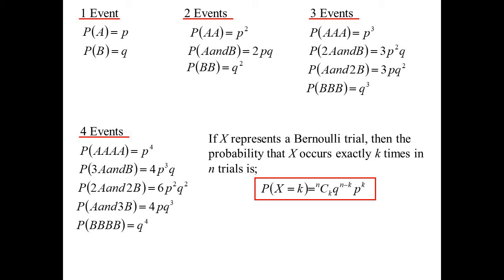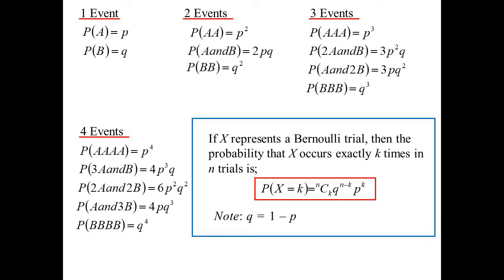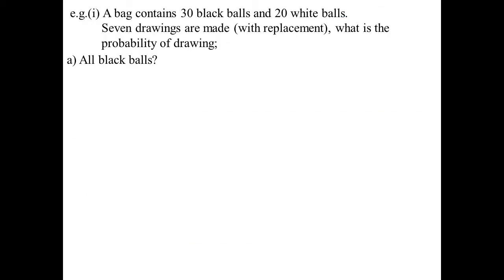So the probability that X equals K is nCk, the probability of success, P to the power of K, times the probability of being unsuccessful to the power of N minus K. Now you'll notice I wrote it a bit strange there. I put the Q before the P, but it doesn't really matter because, of course, Q is simply 1 minus P. It's a Bernoulli trial. P, 1 minus P. Well, let's look at some examples. So we've got a bag. In our bag, there are 30 black balls, 20 white balls.